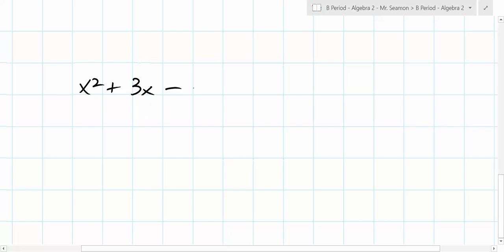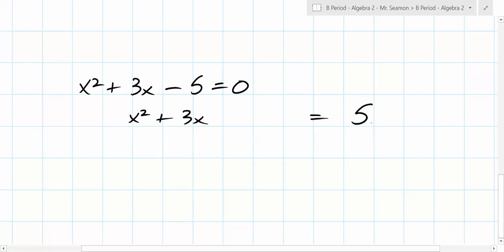Let's try. How about x squared plus 3x minus, let's say, 5 is equal to 0. Someone tell me, what should I do first on this one? Don't write it down, just watch. You can just tell me. Move the 5 over. So you have x squared plus 3x equals 5.